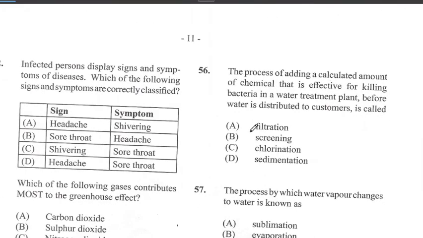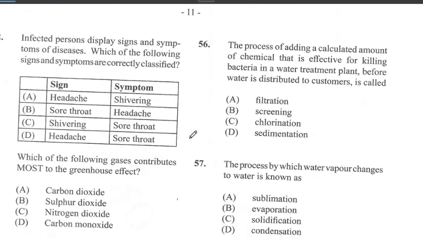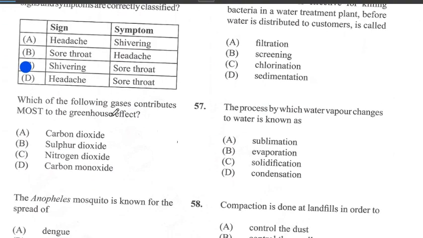An infected person displays signs and symptoms of disease. Which of the following signs and symptoms are correctly classified? So we have shivering, and that would be sore throat. That would be right here. Which of the following gases contribute most to the greenhouse effect? That would be carbon dioxide. That is the most emitted. Second to that would be carbon monoxide, which is emitted from gases.